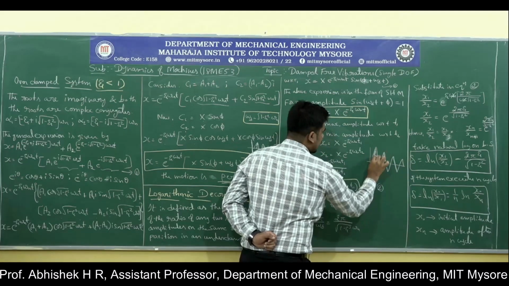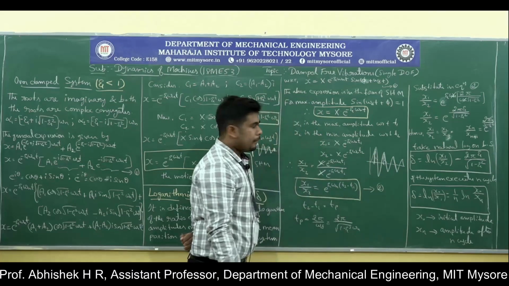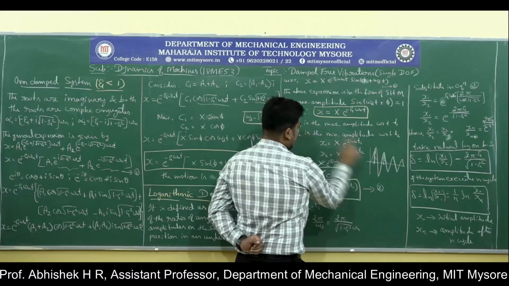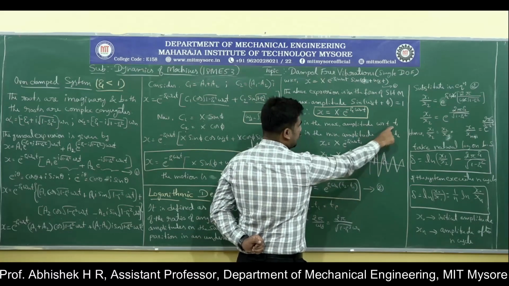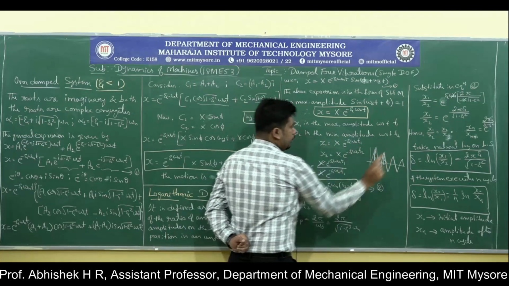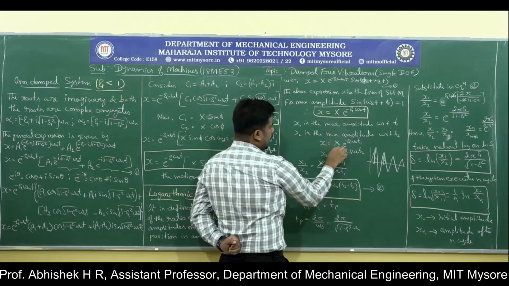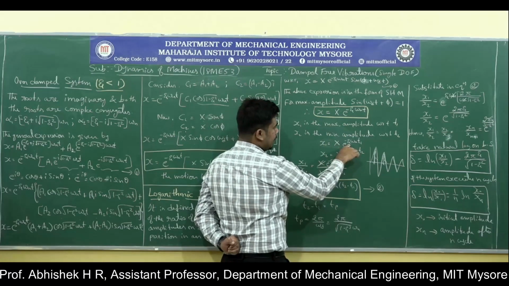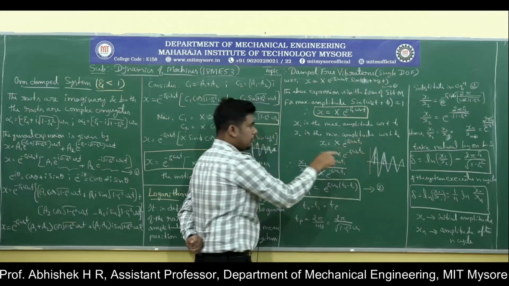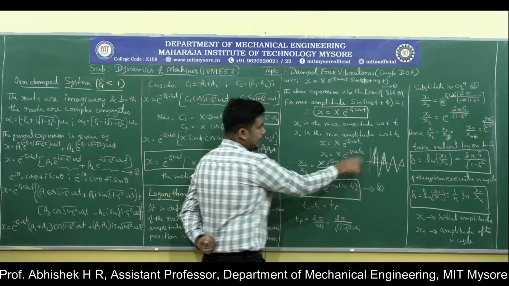Okay, so this is x1 and this is x2, right? So x1 is the maximum amplitude with respect to time t1 and x2 is the minimum amplitude with respect to time t2. So x is equal to capital X into e to the power of minus zeta omega n t1 for x1. In the same way for x2 it is t2.